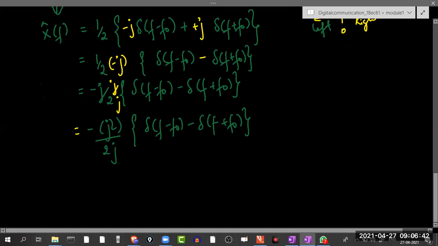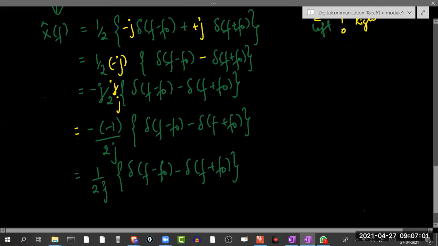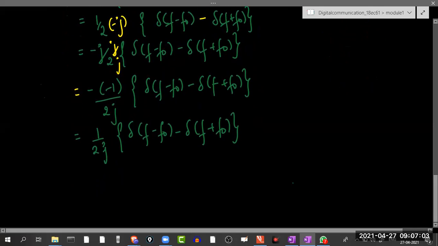And over here, we all know that j square is -1. So -1 into negative sign, I'll have positive. So it's 1 by 2j times delta f minus f naught minus delta f plus f naught. Now, have you anywhere gone through this sort of equation? Is this equation familiar to you guys?